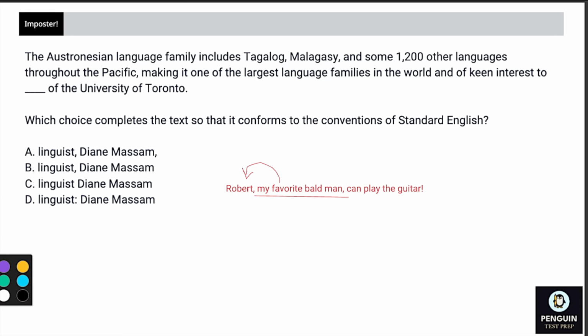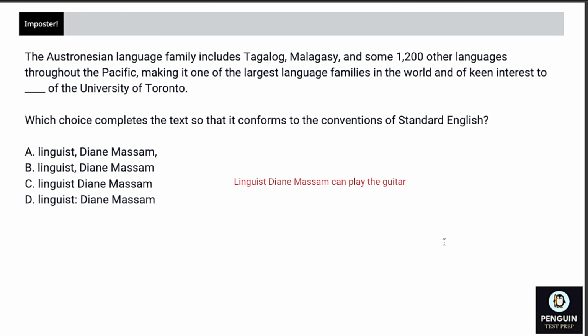So this becomes non-essential information that we can get rid of. And I could either say Robert can play the guitar or my favorite bald man can play the guitar. On the contrary, if we look at the example here, we have linguist Diane Mason. Now, if I were to throw her in here and say linguist Diane Mason can play the guitar, you notice I'm not using any commas.